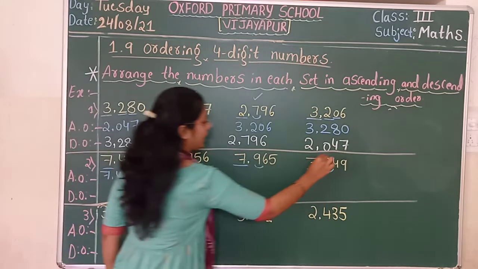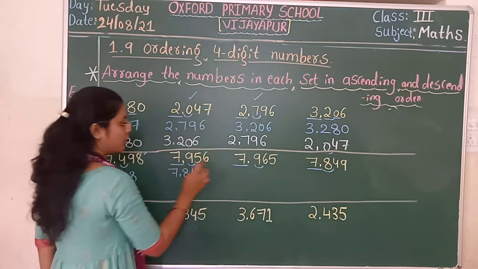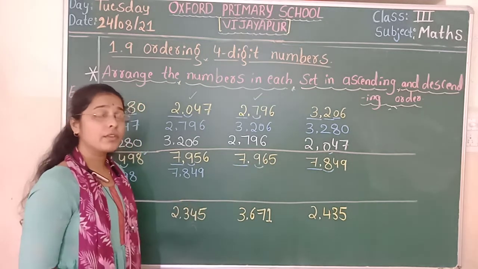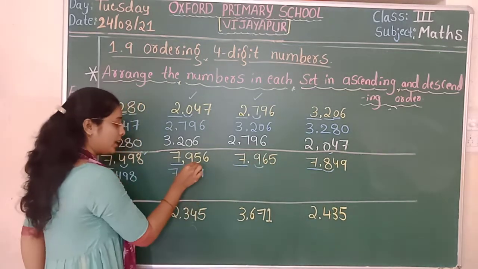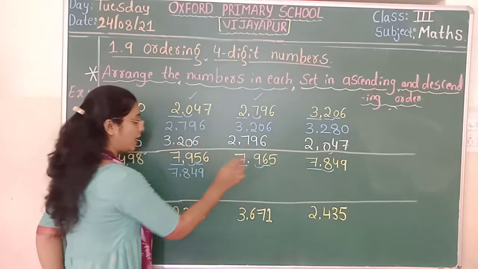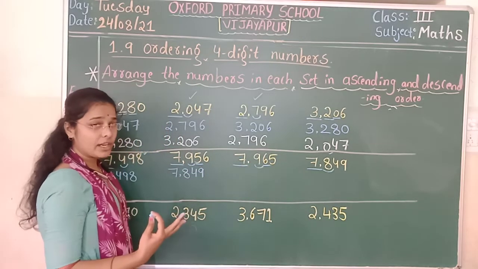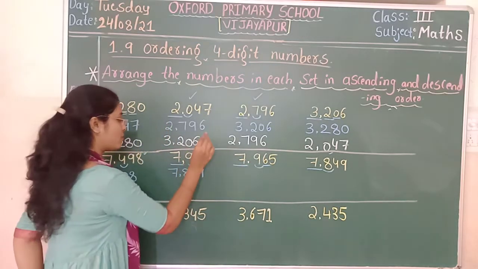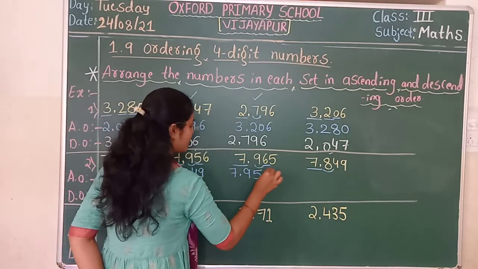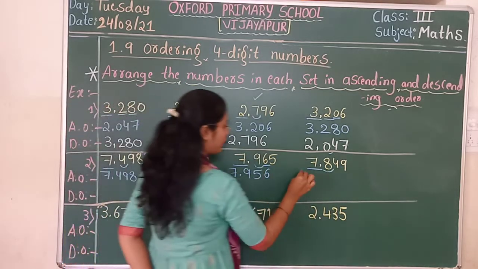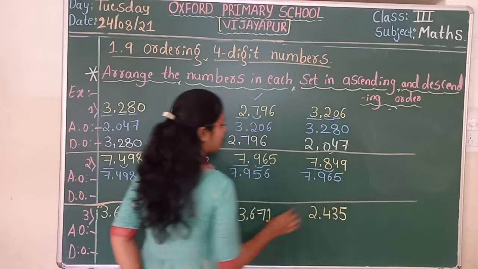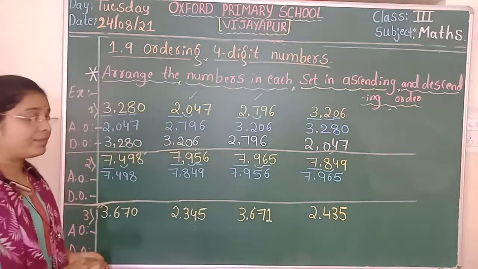7849. It completes. Next, in both numbers we are having number 9. So we will not get the smallest. Next, we will observe the next place to get the smallest number. 5, 9. Which is the smaller number? 5 is the smaller. Write down 7956 and the last we are left with 7965. This is the greater number.